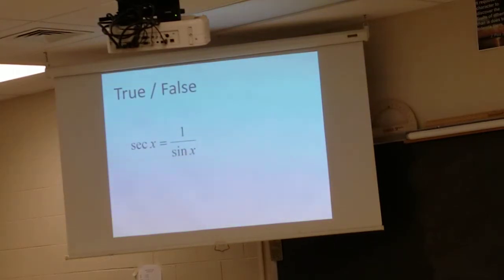Secant equals 1 over sine. Secant equals 1 over sine. Maybe that's looking like a question from the test. It's not exactly from the test, but it is similar. Would you be able to say if this is true or false? All right, now this one's false. Maybe the reason it's false is because there's something else that equals 1 over sine. What does equal 1 over sine?